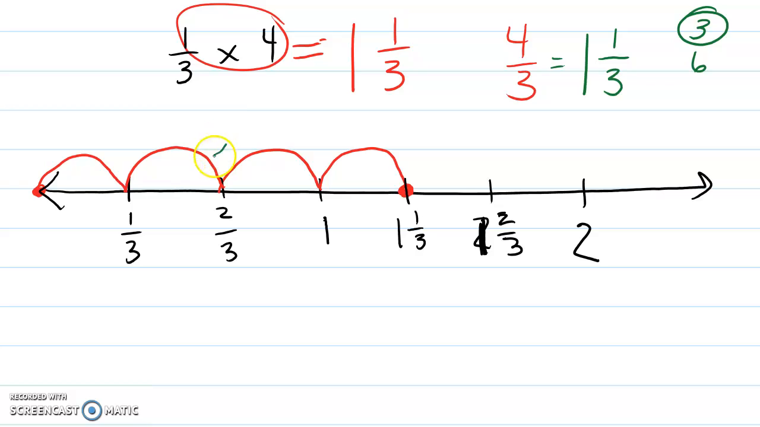So you're counting your jumps. That's how many times you're multiplying. And then the size of your jump is your fraction.